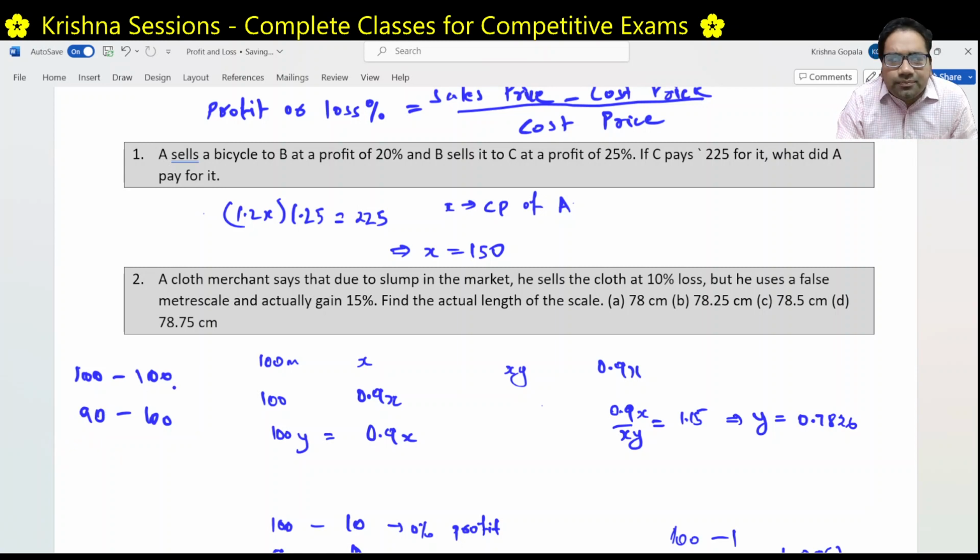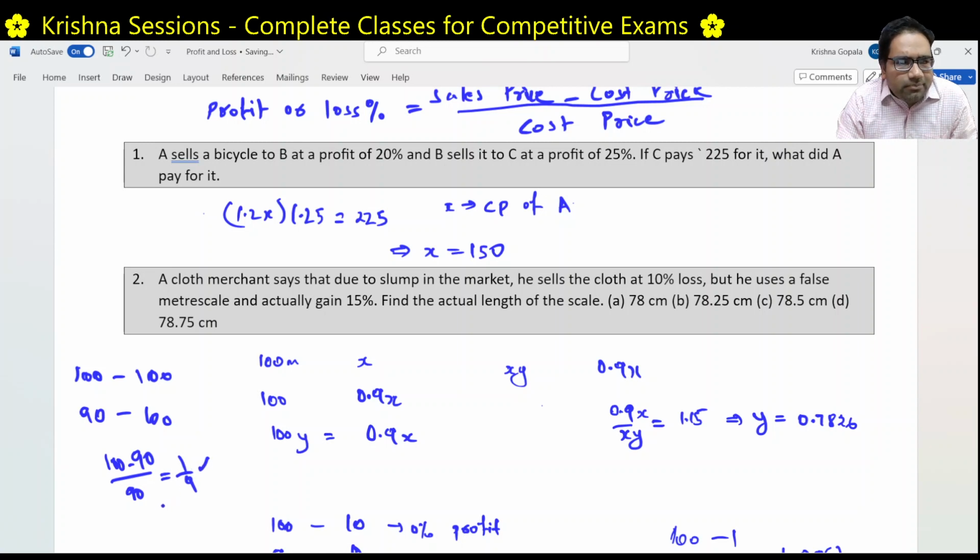What does that mean? What that means is 90 meters, 100 meters is 100 rupees, let's say. 90 meters, the cost price is 90 rupees, right? Cost price is 90 rupees. What is the selling price? Selling price is 100 rupees, right? Because 90 is the cost price, selling price is 100, and his cost price is 90. This is equal to 10 by 9 or 1 by 9, 1 by 9 is his profit percent.